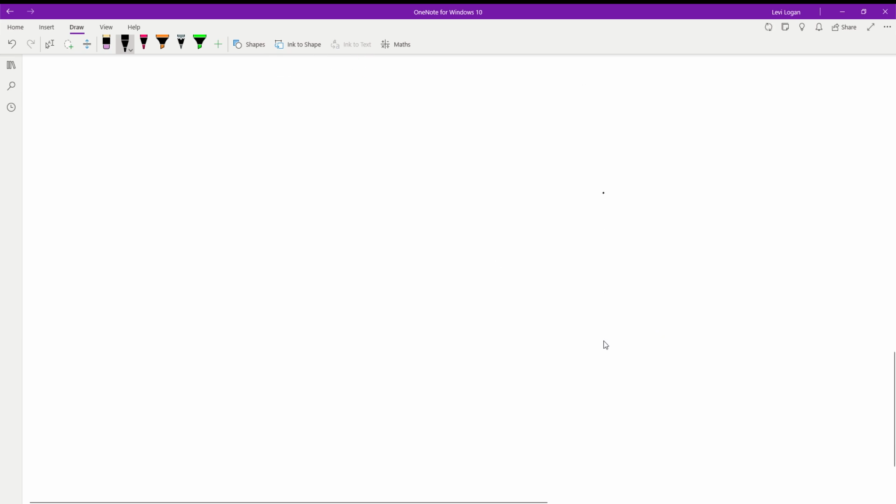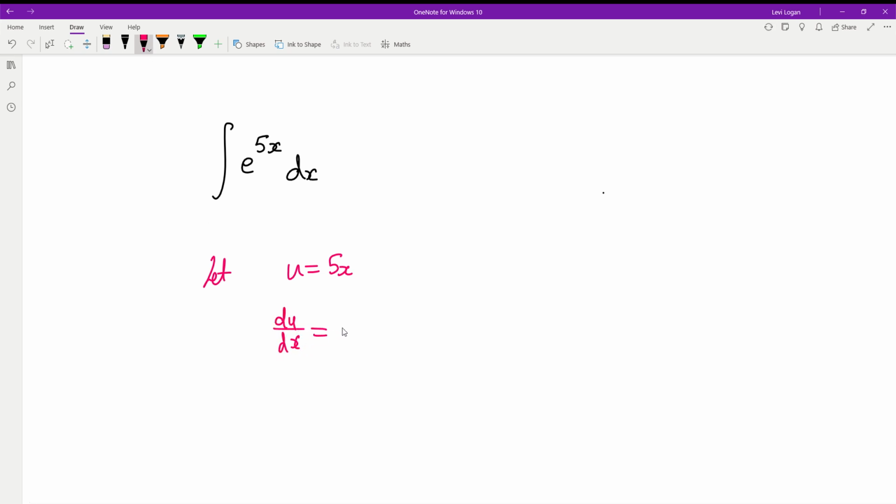So, say you had this guy here, e to the 5x dx. My inside function will be this one here. So I'm going to let u equal 5x. Then I'm going to differentiate both sides with respect to x. So I get 5. Then rearrange to make dx the subject. So dx is du on 5. So now I've got u equals 5x and dx equals du on 5.